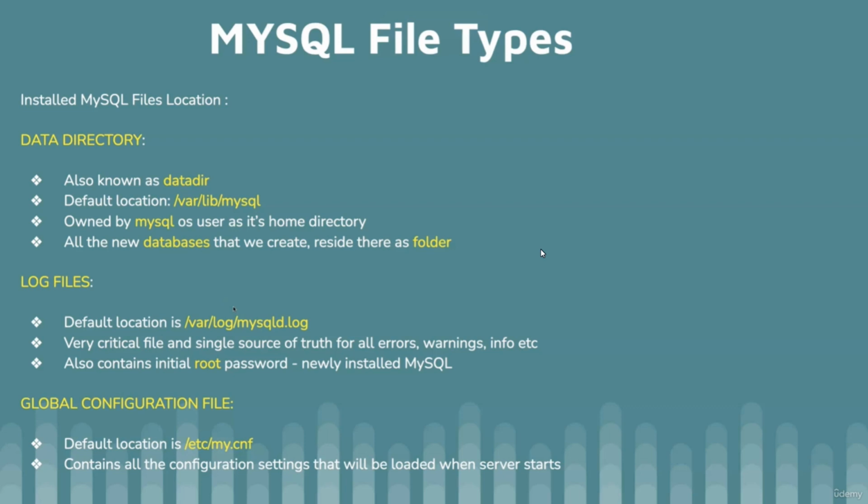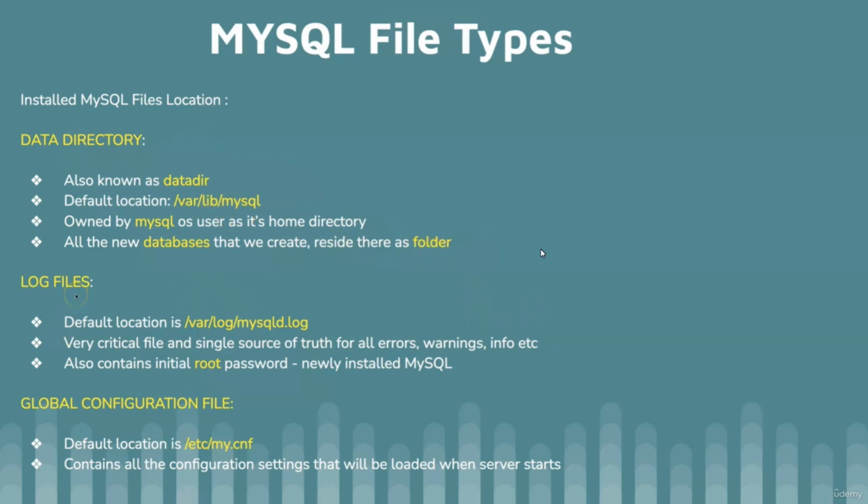So the first location is the location of the main MySQL database directory, also known as datadir. The default location is /var/lib/mysql. And this directory is actually the home directory for an operating system user called mysql. And this user is actually created when we install MySQL. So if we delete this user with the -r option, the whole database directory is gone. Also, any new database that we create in the system will appear in this directory as a folder name. So if I create a database named employees, in this file structure, there will be a folder called employees.